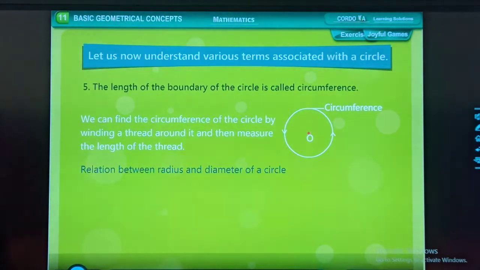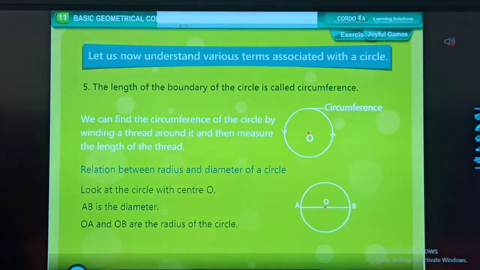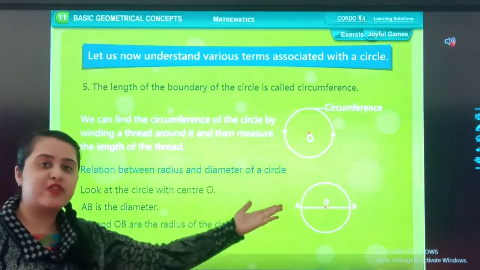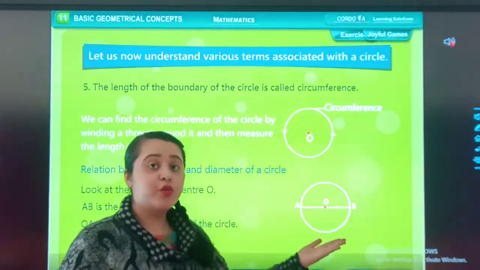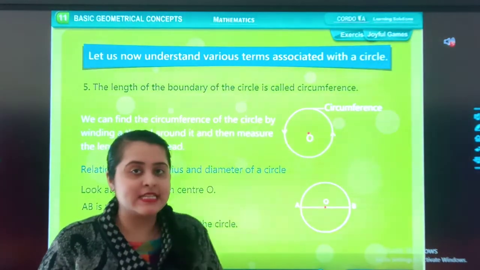Relation between radius and diameter of a circle. Look at the circle with center O. AB is the diameter. OA and OB are the radius. Students, relation between radius and diameter of a circle. Look at the circle with the center O. Have you observed that this is a circle and O is at the center point?